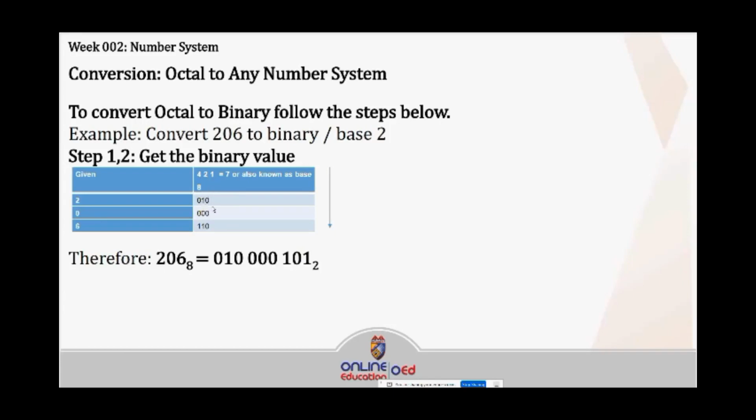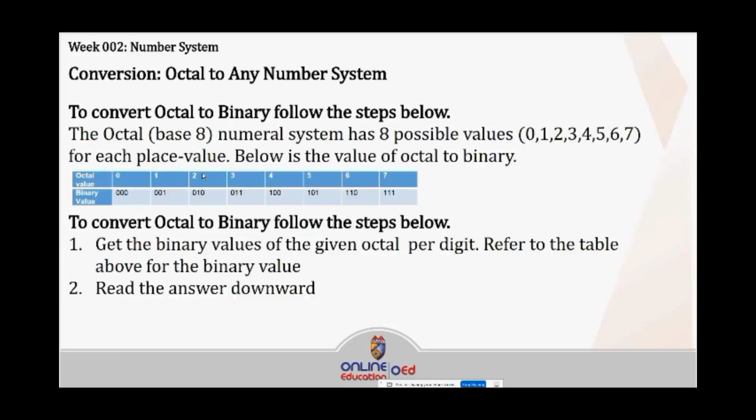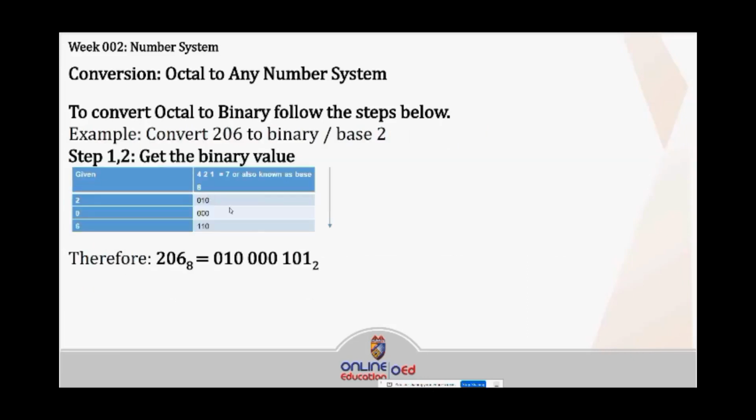Now, if you go back to the table, it's the same. 2 is 0, 1, 0. Let's check the table. Yes, this is the 2, and this is still 0, 1, 0. So it's equivalent. Next, 0. We are looking for the value of 0. If you are going to convert that, of course, you put everything in false or 0. That's why we have 3 zeros here.